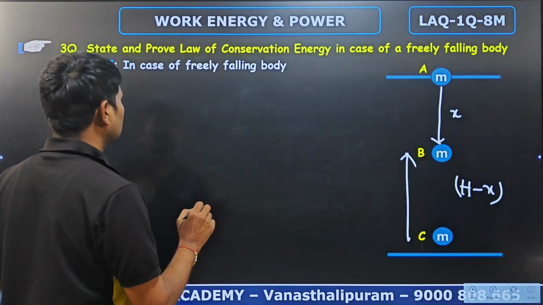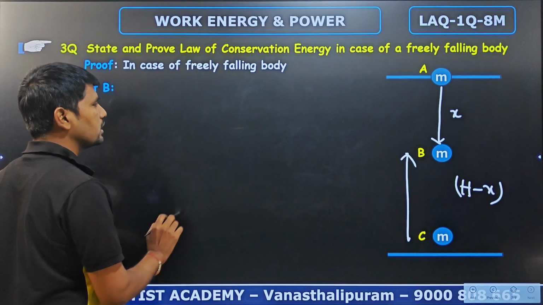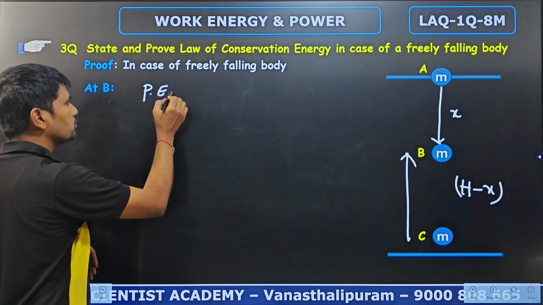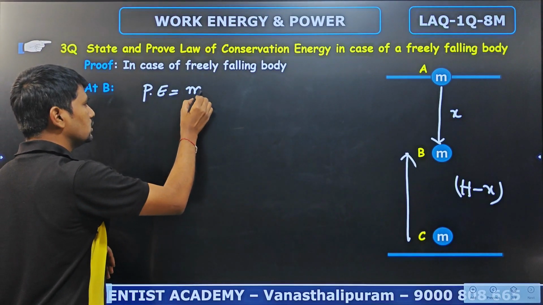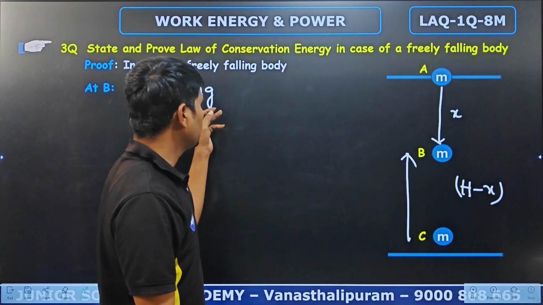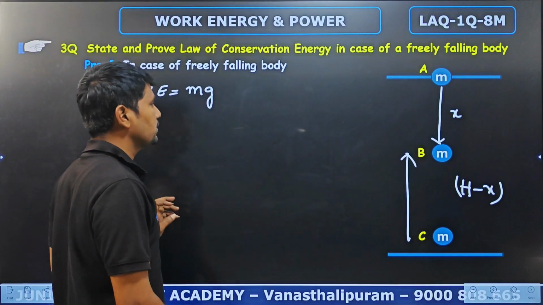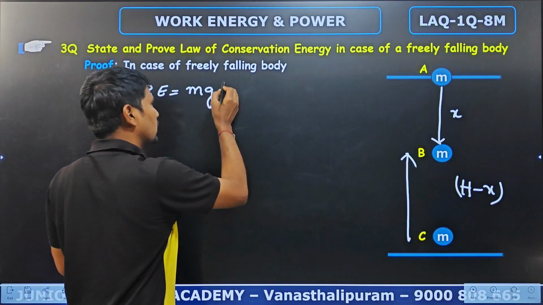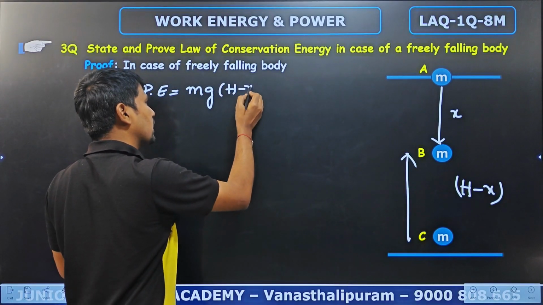Right, students. So now we'll find the potential energy and the kinetic energy. Potential energy is equal to mgh. Mass remains constant, g is always the same, but height is different at point B. What is the height? Height is H minus x.